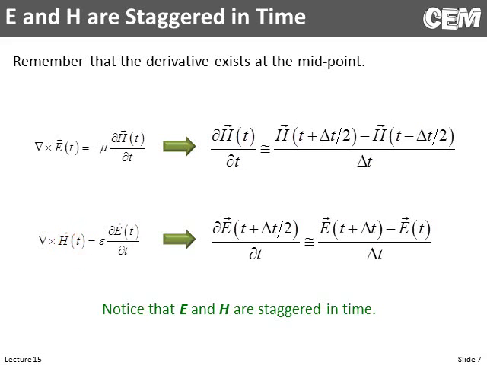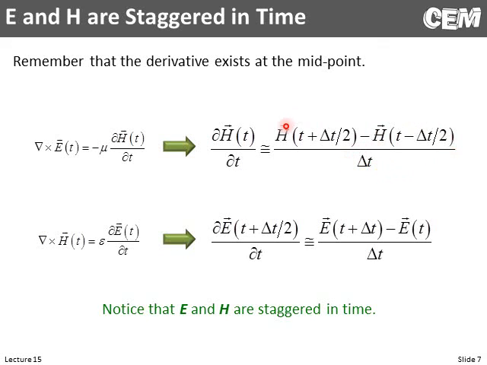So E and H are now staggered in time. The electric fields will exist at the integer time steps 0, 1, 2, 3, 4. The H fields will exist at the half time steps 0.5, 1.5, 2.5, 3.5. So when the H field exists at the half time steps, here's what we'll calculate its time derivative. H at t plus delta t over 2, where delta t is the duration of the time step, minus H at t minus delta t over 2. So the time span between these samples is delta t.